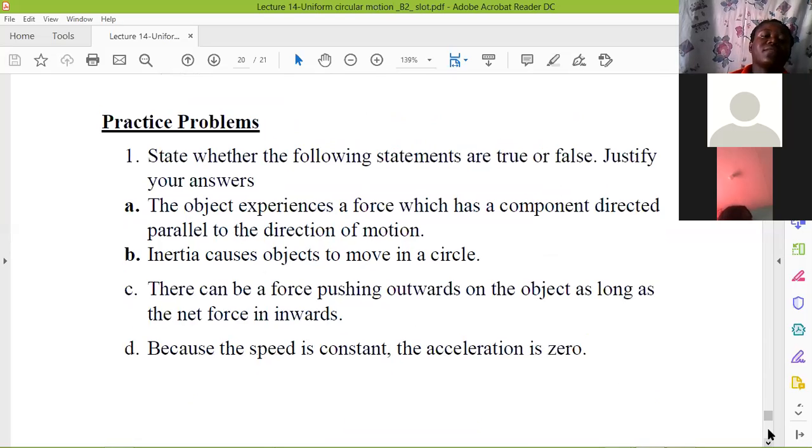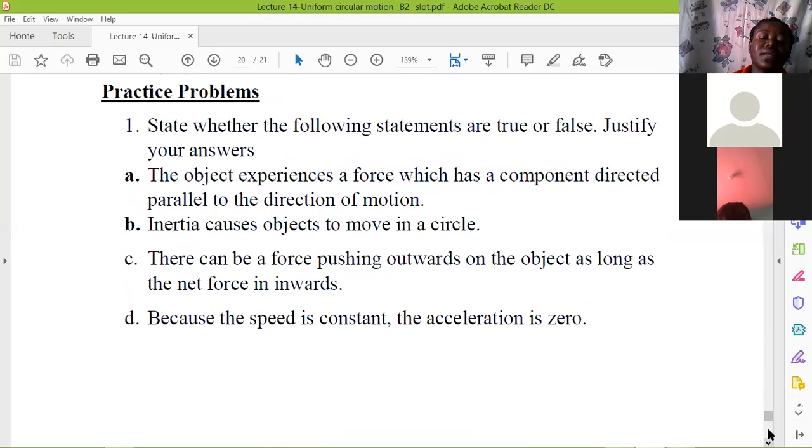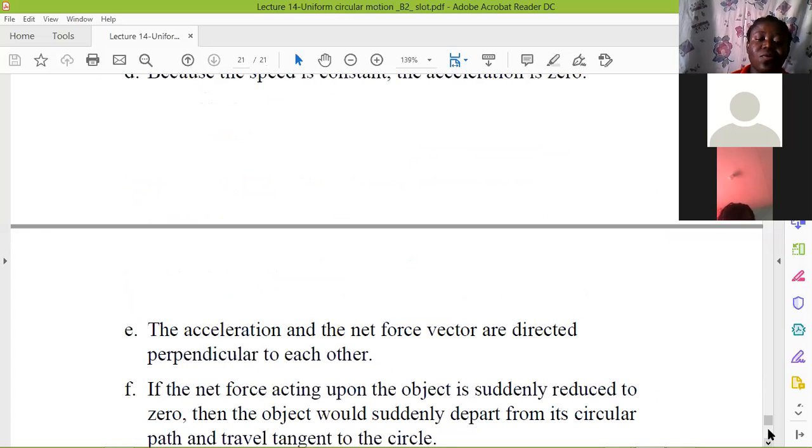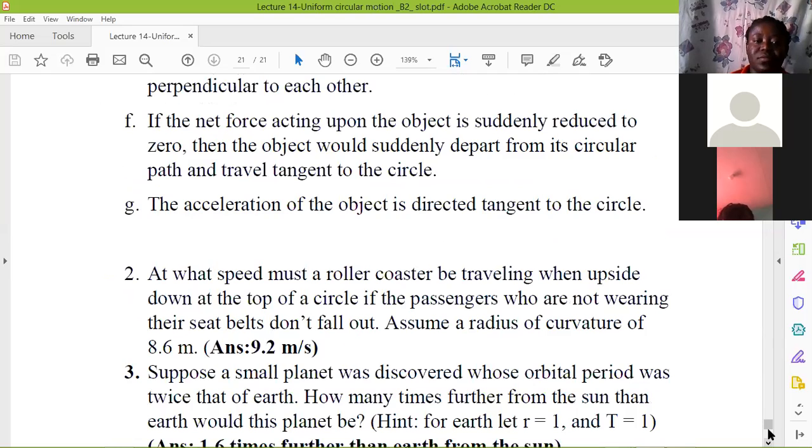Then we have some practice problem questions here that we need to practice. State whether the following statements are true or false. You must justify your answers: why are you saying it is true, or why are you saying it's false?